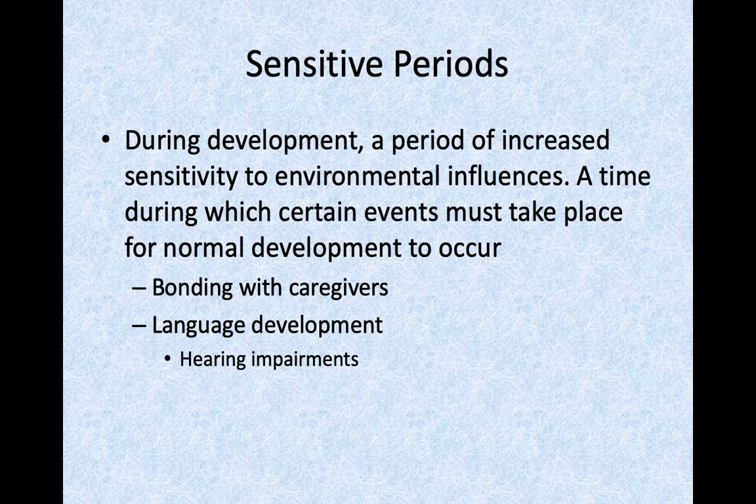Language development also has a sensitive period. So children have to be exposed to language within the first 3 years or so of life, or else they're not going to develop normal language abilities. So kids who are hearing impaired, if they get a cochlear implant, which can allow them to hear, before about 3 years of age, they typically will have close to typical processing of audiovisual speech. But if they don't get that, they're going to struggle with some of these aspects.